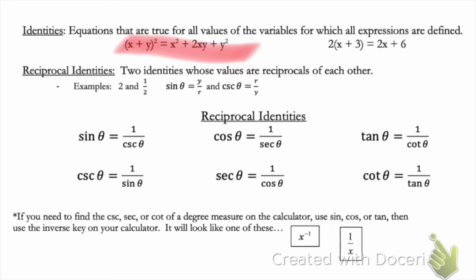Likewise, over here on the right, we have an equation that whenever you distribute the 2, you get the right side, the 2x plus 6. So identities are just equations that are true.